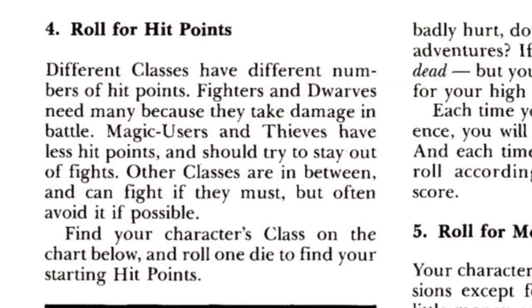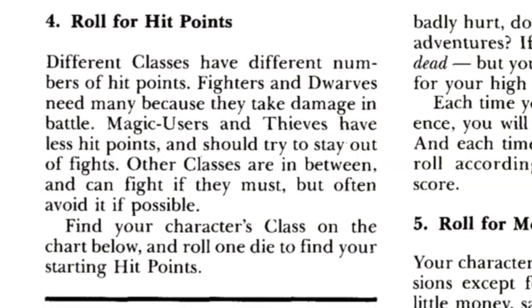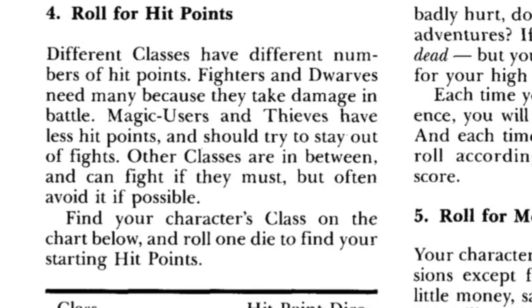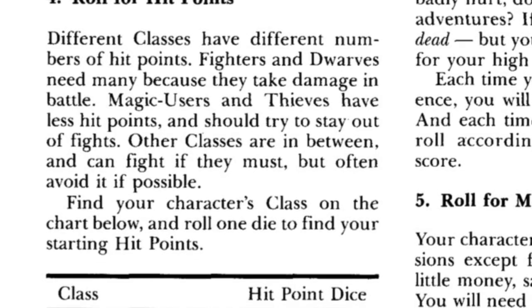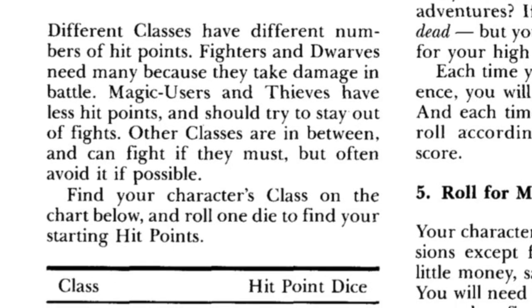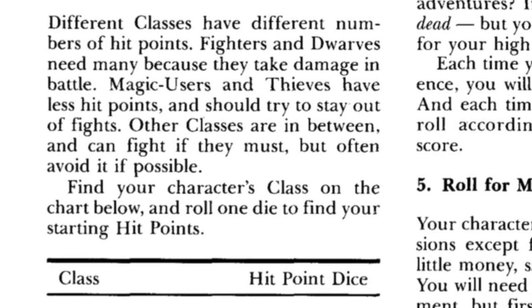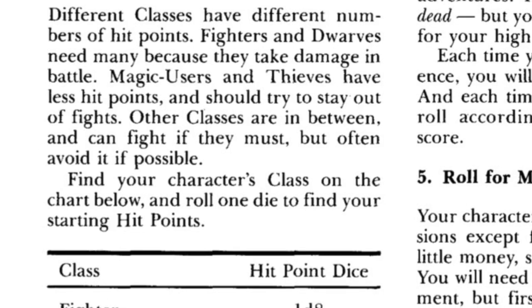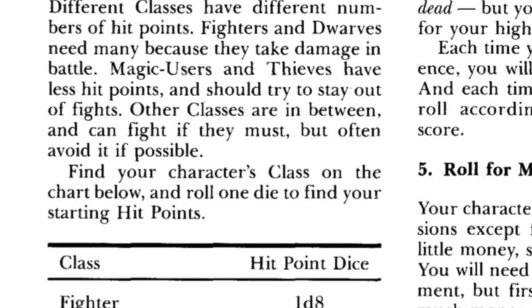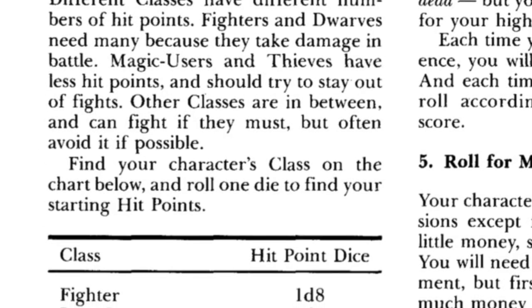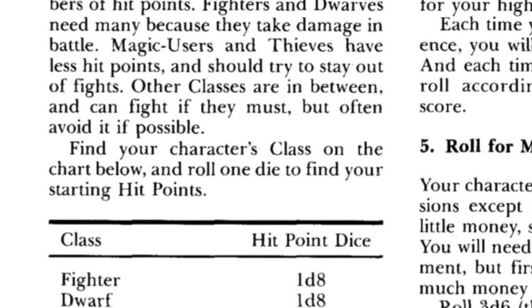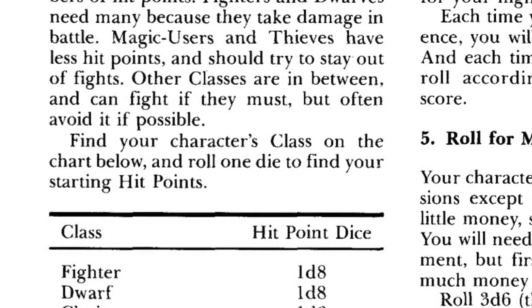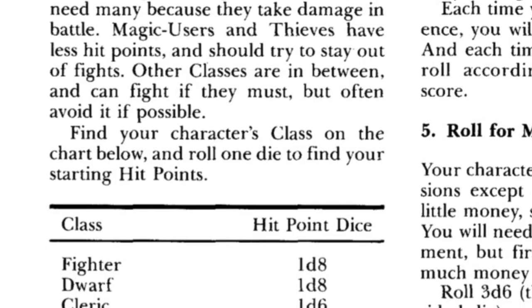So the next step in the process is to roll to see how many hit points our character has. And there's a table in the booklet that shows what the hit point dice are for each class. So, for example, a fighter is 1d8, dwarf 1d8, cleric 1d6, elf 1d6, halfling 1d6, magic user 1d4, and thief 1d4.